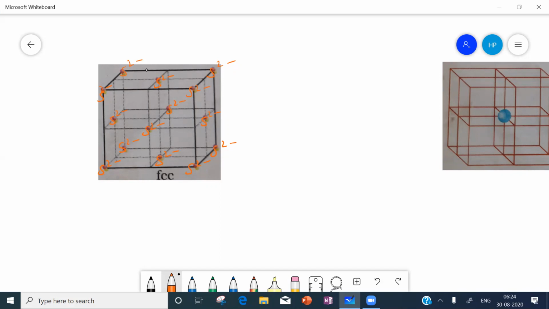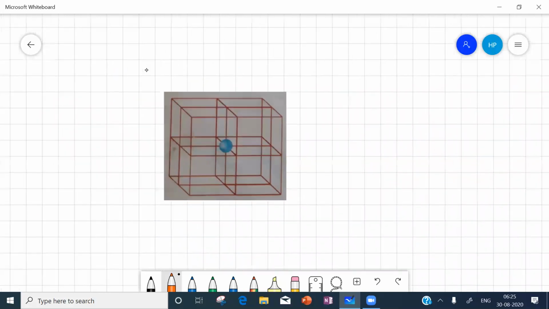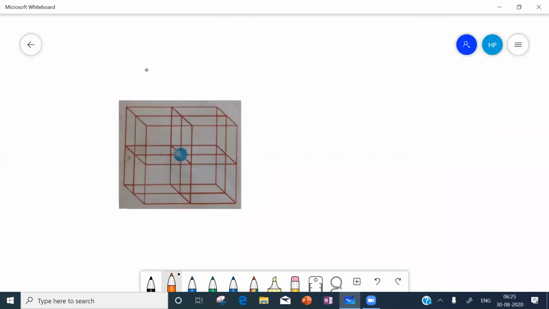We placed sulfide ions in the corners, and we placed sulfide ions in the face centers. Now we have to go for zinc ions. Zinc ions we have to place in the alternate tetrahedral voids. Now we will take one sulfide here.